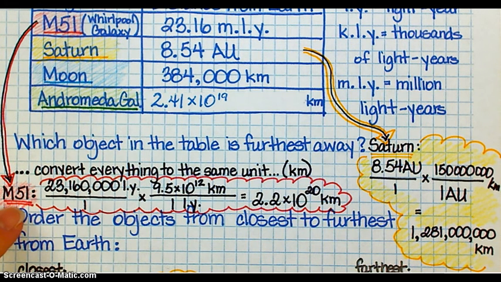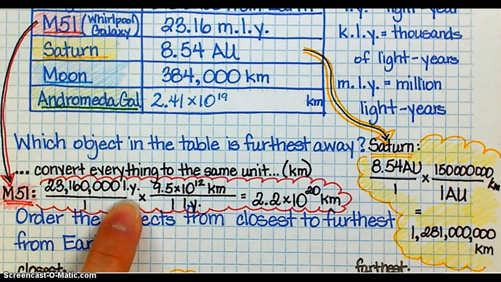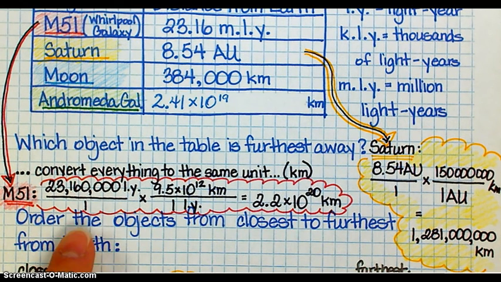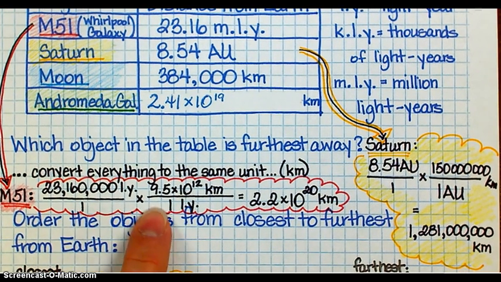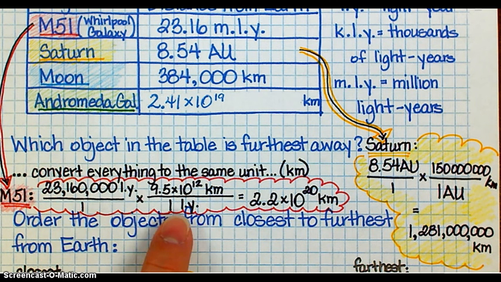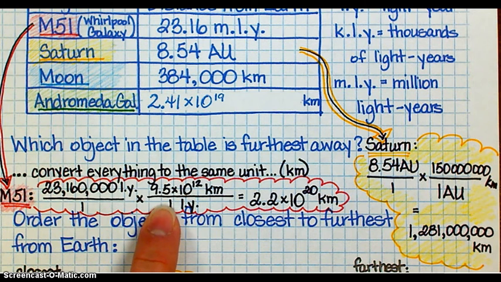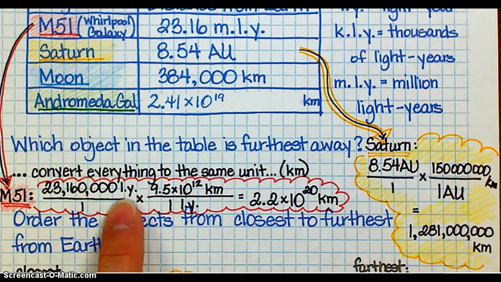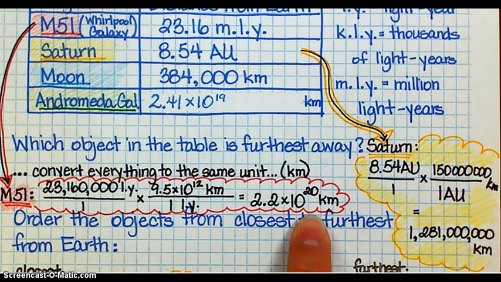So Galaxy M51. I have to take the 23,160,000 light years, okay? I just put it over 1 to make it look like a fraction, because then I have to multiply it by how many kilometers is equivalent to 1 light year, okay? So I have to multiply the 23 million times the 9.5 times 10 to the 12th. Light years cancel out because they're catty corner. And my answer for M51 Galaxy winds up in kilometers.